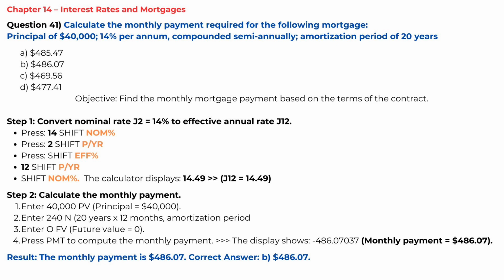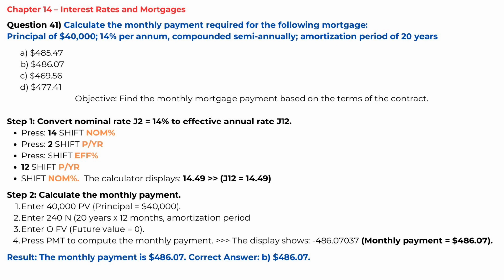Calculate the monthly payment required for the following mortgage. Principal of $40,000, 14% per annum, compounded semi-annually, amortization period of 20 years. Find the monthly payment based on the terms of the contract. Step 1. Convert nominal rate J2 equals 14% to effective rate J12.